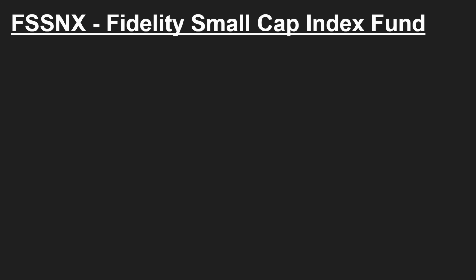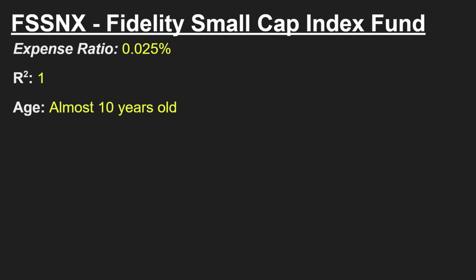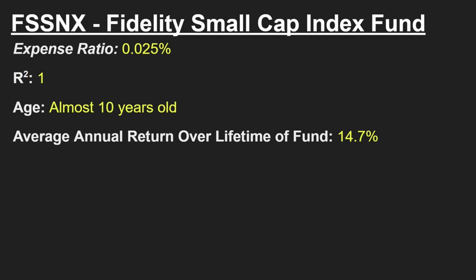FSSNX. These are going to be fun to say. FSSNX is going to have an expense ratio of 0.025. It's got an R-squared value of 1. It's almost 10 years old. We've got an average annual return of 14.7% over the lifetime of the fund.